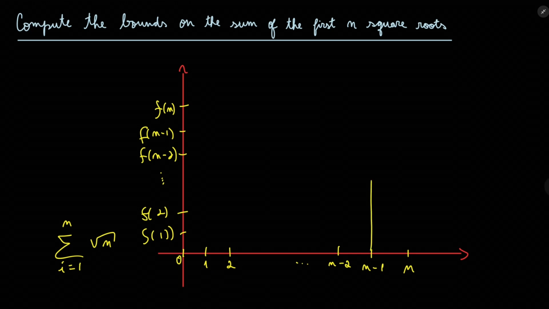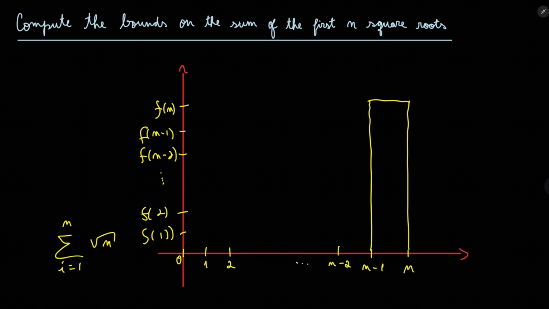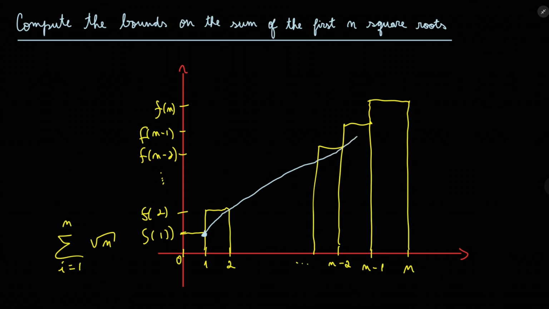Now let's build rectangles in which the height is f of x, and remember that the base is always 1. This is f of n, this is f of n minus 1, f of n minus 2, f of 2, and f of 1. Let's draw a curve that starts from the right corner of the f of 1 rectangle, goes through f of 2, f of n minus 2, f of n minus 1, and f of n. So we have all these points in our curve. This is f of x.